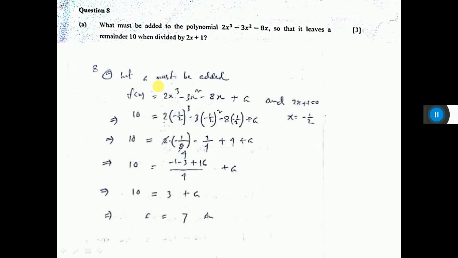This one: what must be added to this polynomial to leave the remainder 10. So let a be added. Add a to this one and write that as fx. Now when you divide by this, the remainder will be this. So we put x equals minus half in fx and put the remainder as 10. Here you will get a.